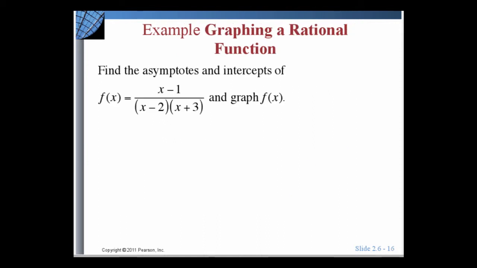Find the asymptotes and intercepts of f and graph f. So go ahead and pause the video, determine these asymptotes and intercepts, and take a crack at sketching this by hand.